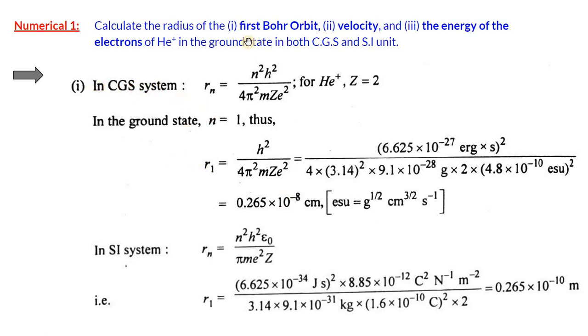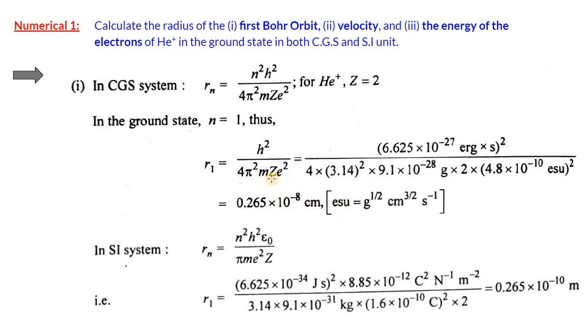So in case of the CGS system, let's calculate the first Bohr orbit. That means rn, and for the first Bohr orbit n equals 1. So I have put n equals 1, in the ground state of course. If you put n equals 1, and put the value of Planck constant, the mass of the electron, the number of protons in the system, and e, the charge of the electron. As we are calculating in CGS units, we will put all the values in CGS units. So I have put all the values, and finally I have got these values.